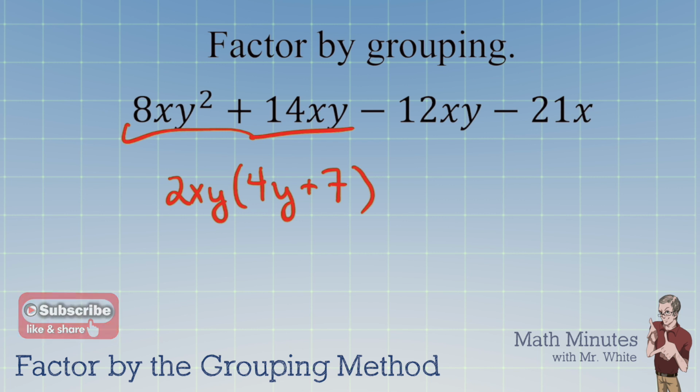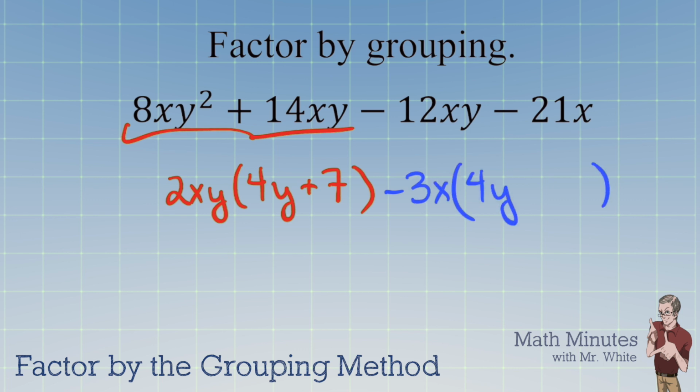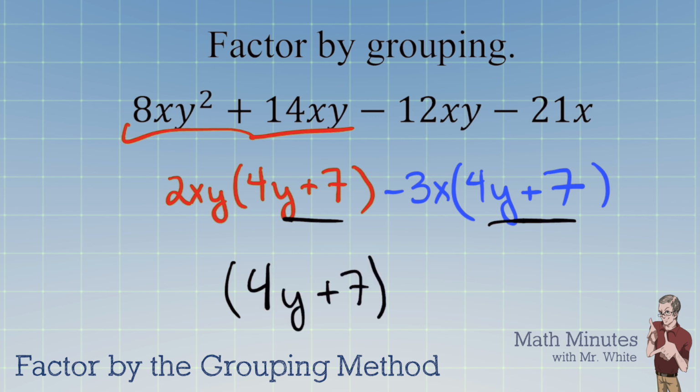Now we're looking for a 4y plus 7 on the second group, and I see they're both negative, so let's factor a negative sign out. That'll turn them both positive, and I see they're both divisible by 3x. That leaves behind 4y plus 7. There it is. You see how they match? 4y plus 7, 4y plus 7. So we write it down, 4y plus 7 times the remaining two terms, which was 2xy minus 3x.